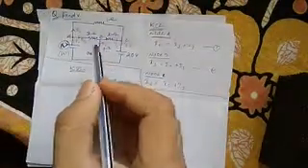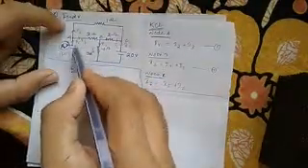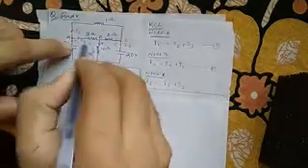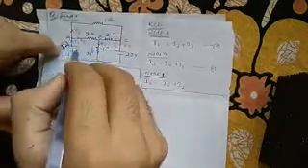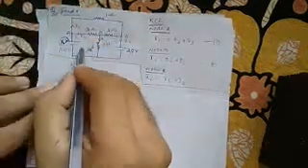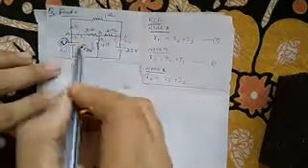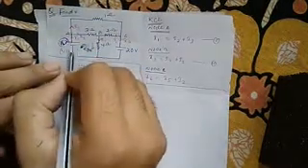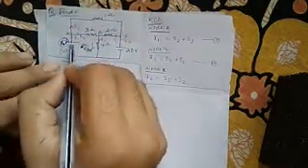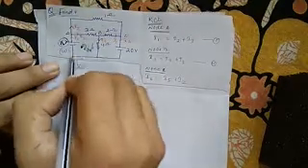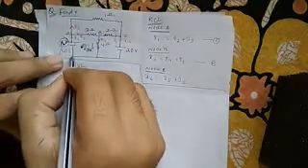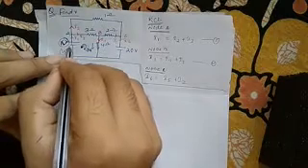Remember one thing: for this loop, that will define that we are going in this direction, clockwise. If we start from this point and go clockwise, we will end at this point. From this point we first see this is minus, this is plus, so plus W.